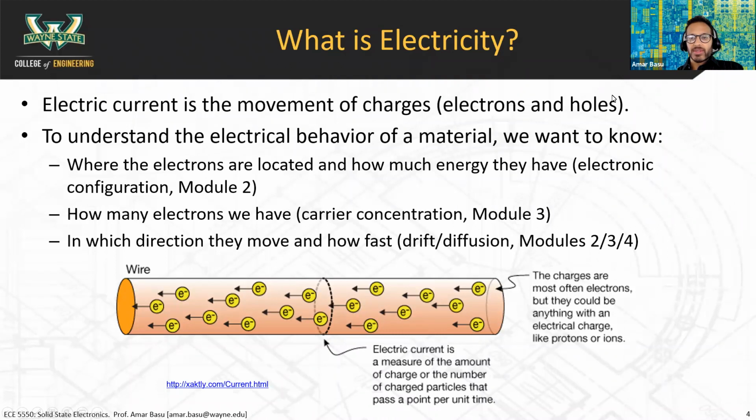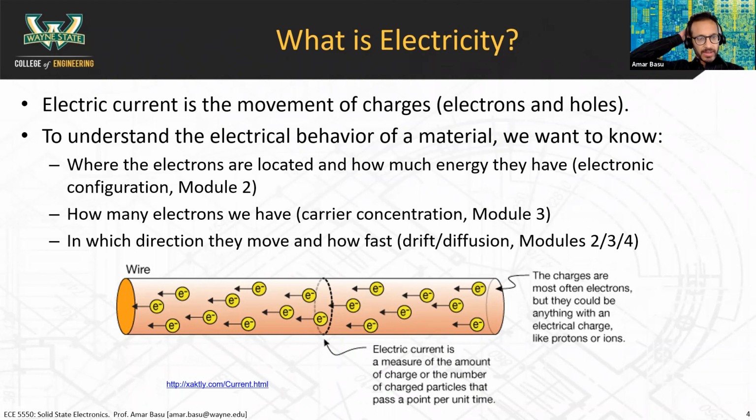But you'll notice that there's also this word called holes. Now, electrons, as you know, have a negative charge associated with them. In semiconductors, there's also a charge carrier called a hole, and that charge carrier has an effective positive charge associated with it. So when we look at the flow of current through a semiconductor, we have to look at the movement of electrons as well as the movement of holes.